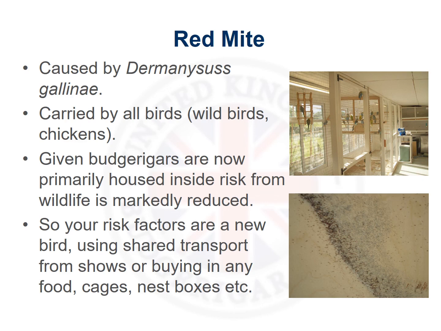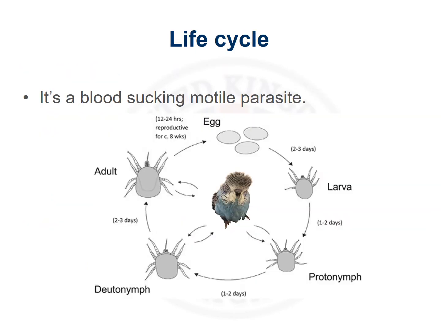So dry stock is a risk factor for red mite. Like I say, this is a blood-sucking motile parasite with a lovely little reproductive cycle. And when you look through this cycle, obviously it can cycle very, very quickly over that time period. You've got blood-sucking stages that will come on and off the host, the protonymph, deutonymph and adult, but obviously the eggs and larvae will sit in the environment.